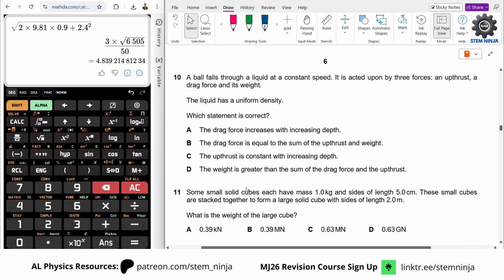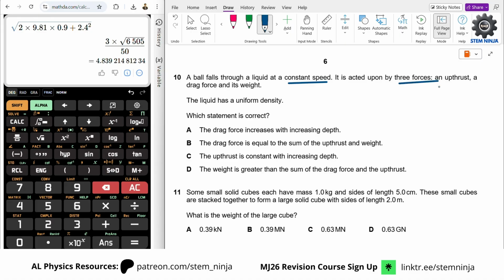A ball falls through a liquid at constant speed. It is acted upon by three forces: upthrust, drag force, and its weight. Okay, so it's falling through the liquid. We know weight acts downwards, and since it's falling through the liquid, that means it's moving downwards. Upthrust is this way, and the drag force will also be acting in the opposite direction of motion.